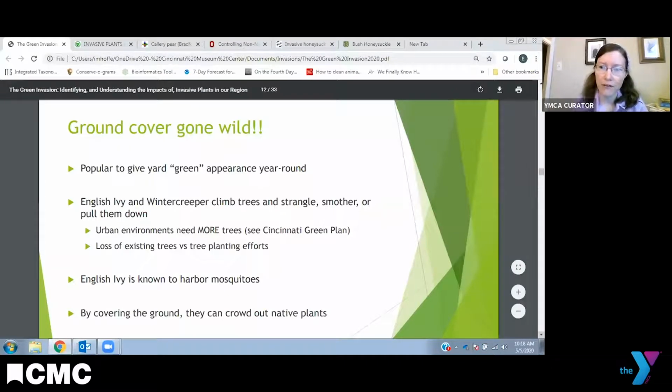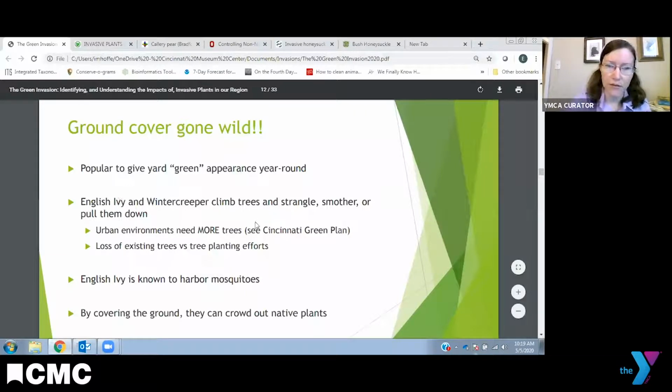However, if you do have a lot of English ivy in your yard, just be aware that it does harbor mosquitoes, and it is a favorite of some of those mosquitoes that carry diseases. So if you have a lot of it, just be aware of that. You might want to thin it out a bit so it doesn't stay as moist, because what they're after is the moisture that it creates. They can also crowd out native plants if they do escape into the forest, so they'll kind of smother the floor and crowd out the native plants.